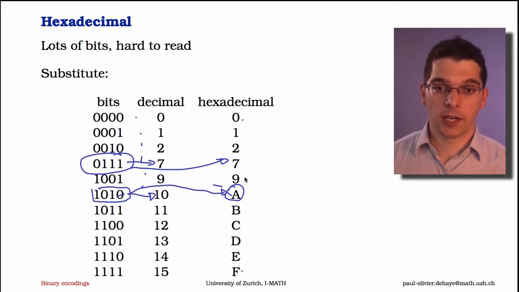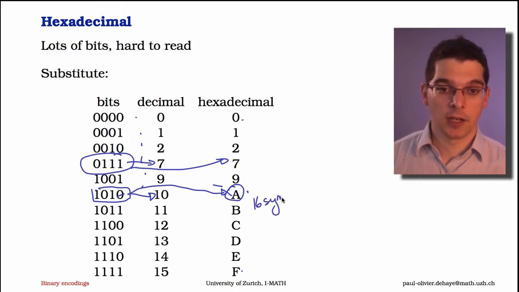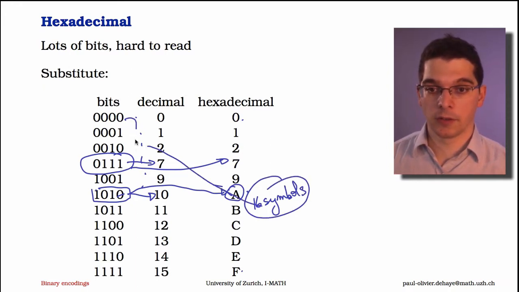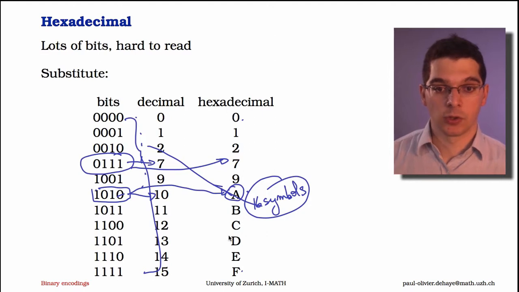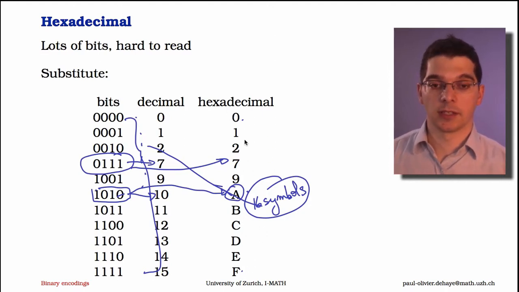So from 0 to 9 plus 6 letters gives us a total of 16 symbols. And those 16 symbols represent all the different patterns of 4 bits that you can have. So it makes it easier to read. Instead of having 8 bits, for instance, you just have 2 hexadecimal symbols.